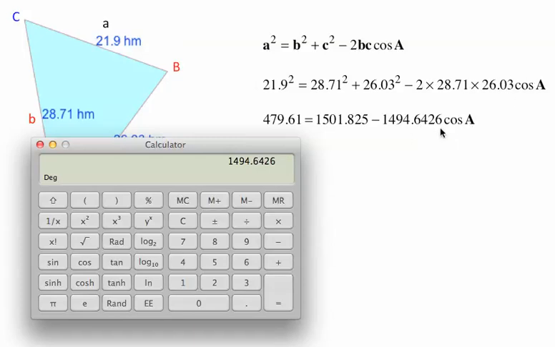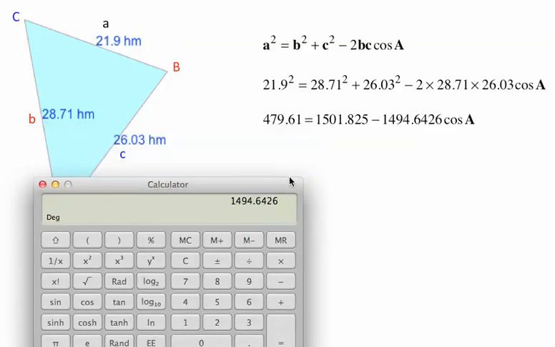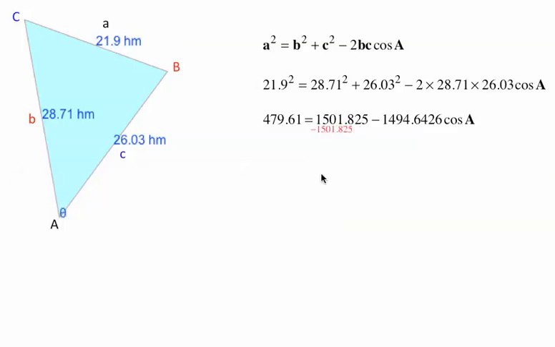All right, so I want to get the cosine of A all alone. So I need to get rid of this 1,501.825 first. Okay, so what I'm going to do is I'm just going to subtract that from the right-hand side. And anything I subtract from the right-hand side, I also have to subtract from the left-hand side. And that gives me negative 1,022.215 on that side. Now I want to get rid of the negative 1494.6426, which is multiplying the cosine of A. So I'm going to divide both sides by that.